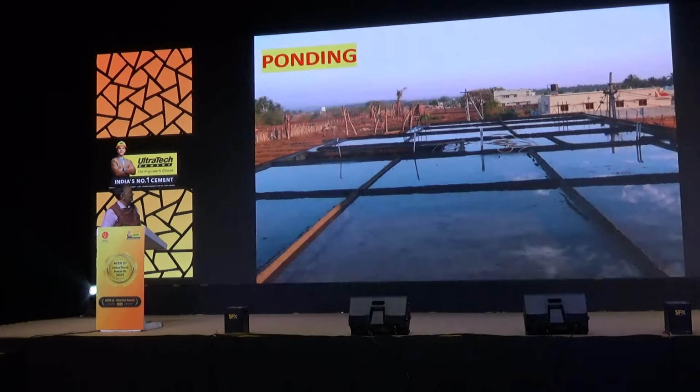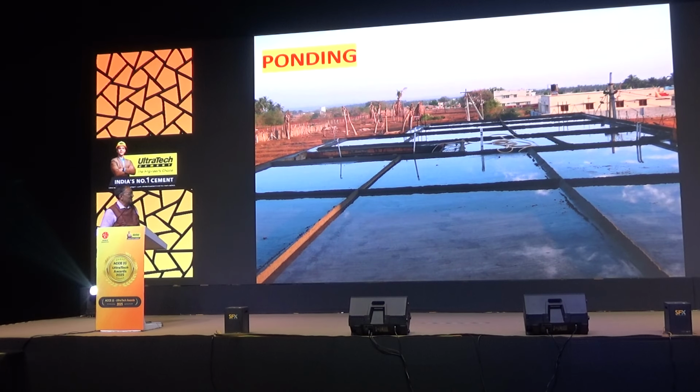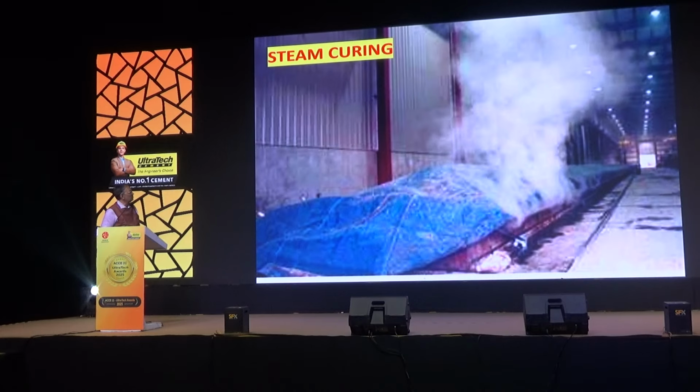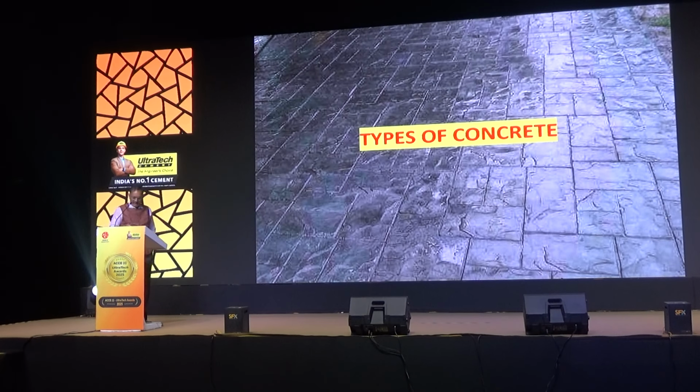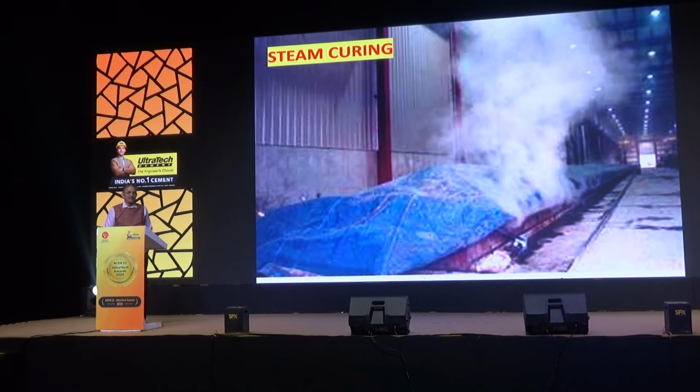Sprinkling water, then ponding for the slabs, and steam curing. And another method of curing is heating heads. That is the latest thing, where we can heat the formwork, so that is mostly helpful in cold countries, but in precast also we can use these heating heads for the curing.